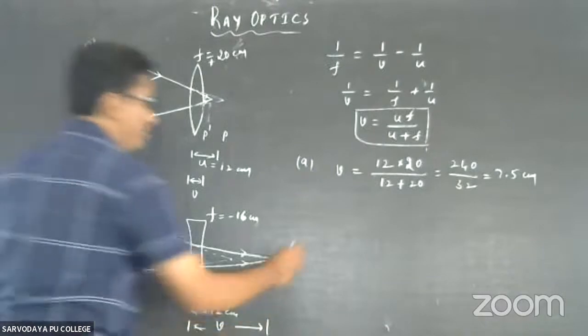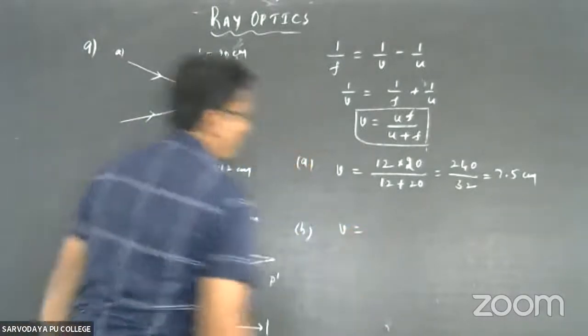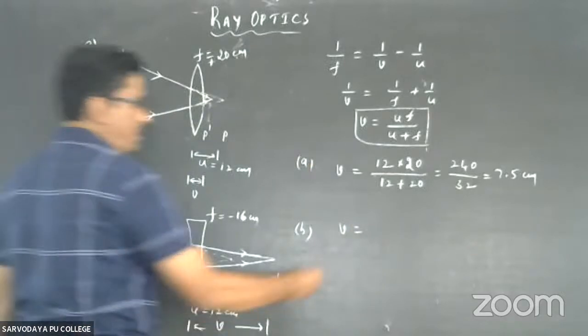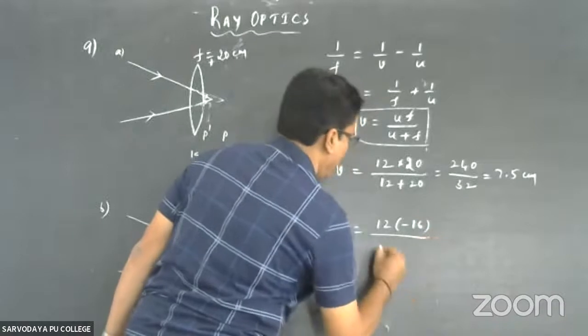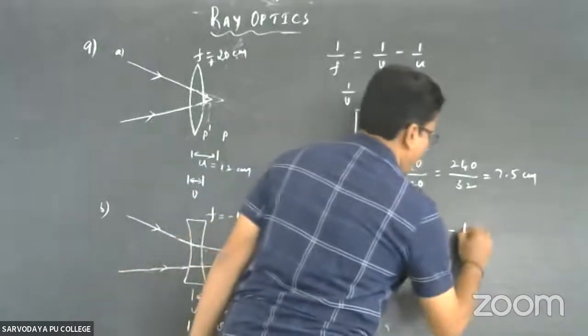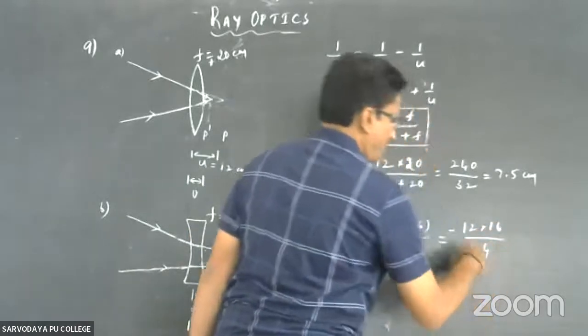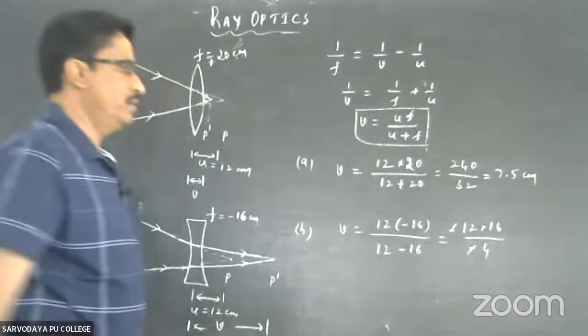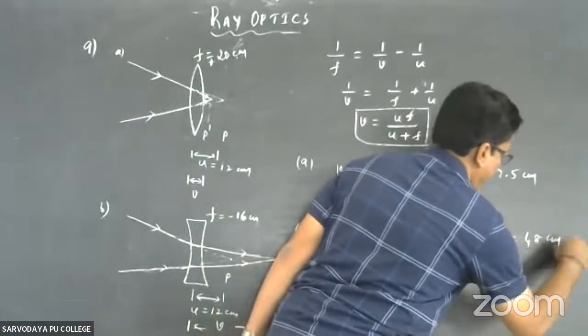The same thing we have to do for this. In case of this B, u is 12 again, but now f is minus 16. Therefore, v is 12 into minus 16 divided by 12 minus 16. Therefore, it is minus 192 divided by minus 4. Therefore, it is 48 centimeter.